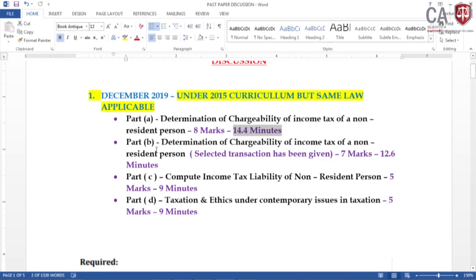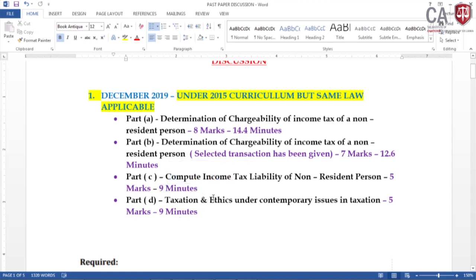Okay. Then part B, determination of chargeability of income tax of a non-resident person. For it, the selected transaction given is the supply of equipment. It is a selected transaction. For how many marks, Lamai? 7 marks. It's 12.6 minutes. Then part C, compute income tax liability of the non-resident person. It's 5 marks, maximum 9 minutes for that computation part.